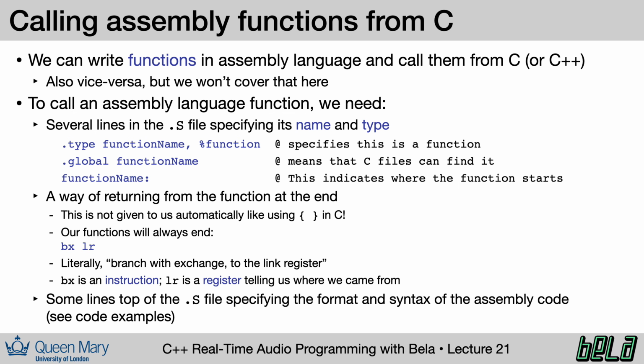The literal meaning of BXLR is branch with exchange to the link register. So BX is the name of the instruction. It is a branch instruction which tells the processor to jump to a different place in memory, and LR tells us where to go, which is the location stored in the link register. What will happen is that when our C program calls this function, it will store inside of LR where to come back to when the function is finished.